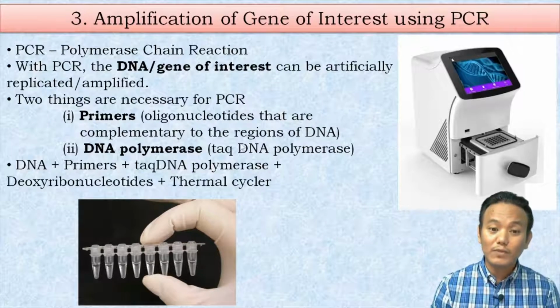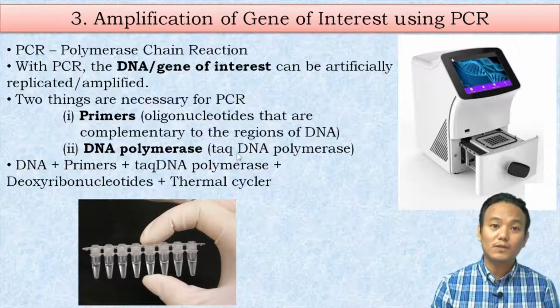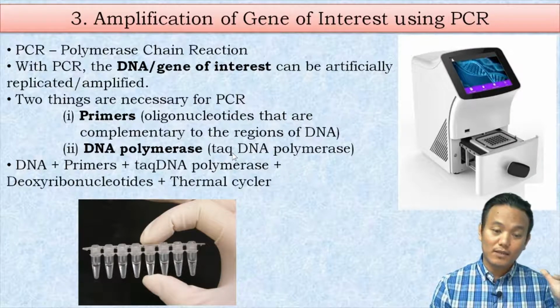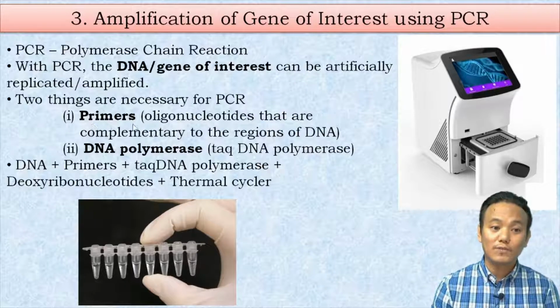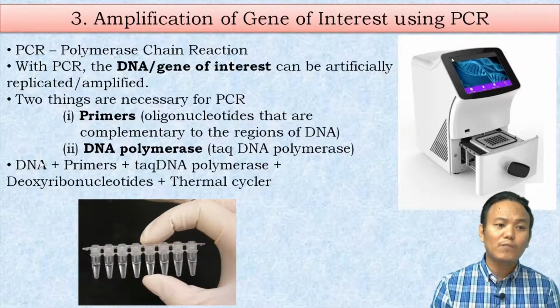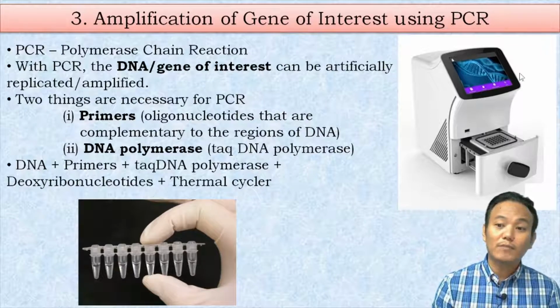We obtain this DNA polymerase from Thermus aquaticus bacteria. Thermus aquaticus bacteria live in hot springs. Because of that, their DNA polymerase enzyme can function optimally at higher temperature. So we need these two things, two sets of primers and DNA polymerase. And we mix the DNA or the gene of interest along with the primers, the Taq DNA polymerase, and deoxyribonucleotides, and we put them in a thermal cycler.